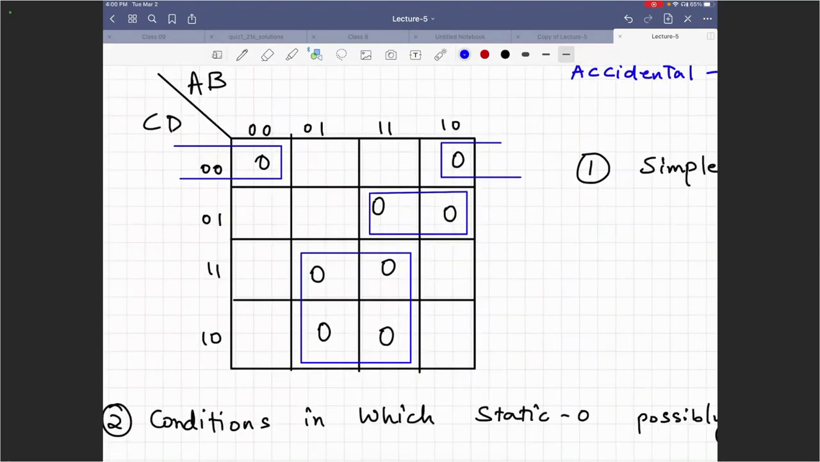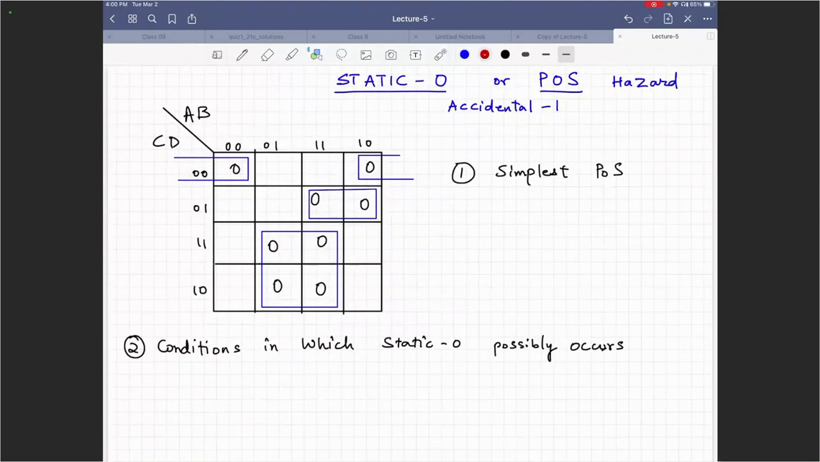All right. So let's see. Simplest POS for this function F. Let's try to do this directly. So for the group of four, B is a 1 and C is a 1. Now for the next group of two zeros, A is just on the top of that 4. A is a 1. B is changing. C is a 0. B is a 1. And then on top of that, I got my third sum term as B is a 0, C is a 0, D is a 0. Right, that would be my simplest POS.